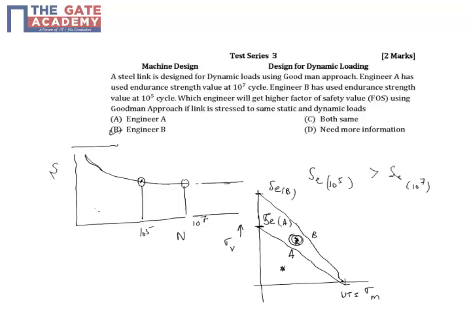So this is an interesting question which you have to decide. You always have to take the SN curve as well as the Goodman diagram into your consideration. If you are using a higher endurance value, that means you are providing a higher factor of safety. So engineer B provides a higher factor of safety.